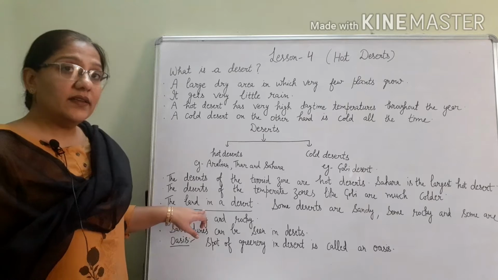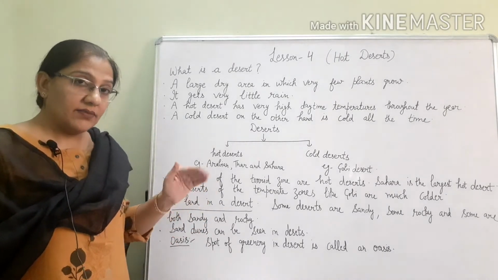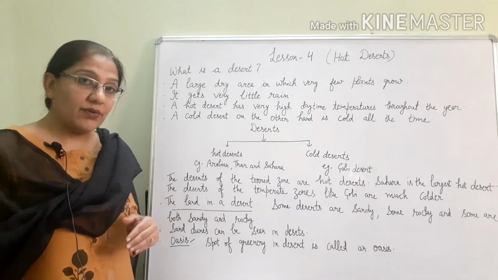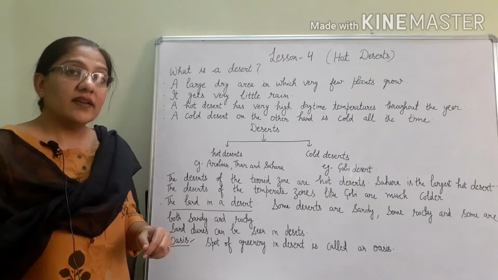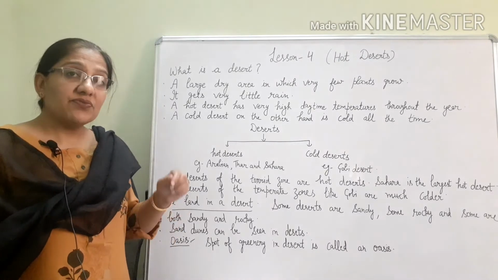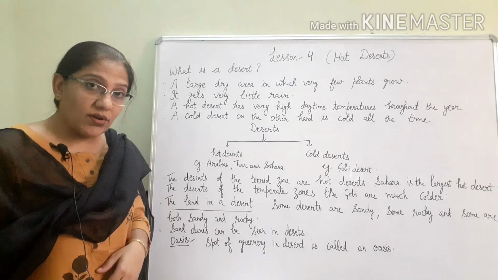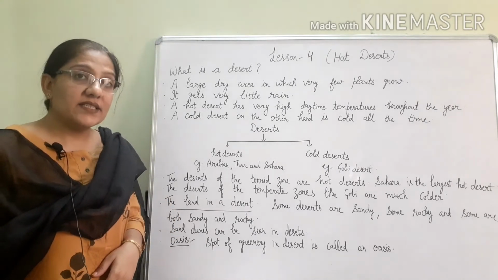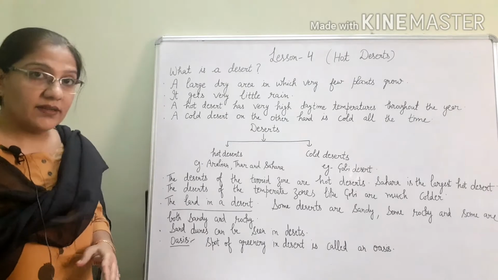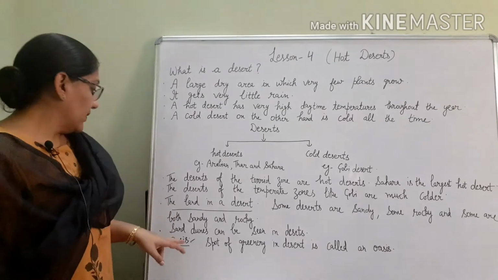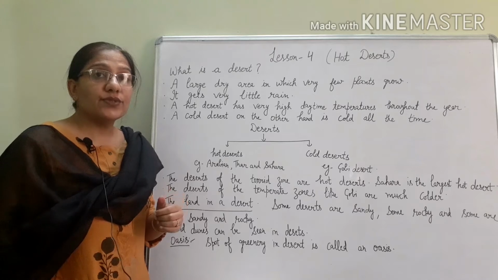The land in a desert. Various forms of landscapes are found in deserts. Some deserts are sandy like the Thar desert. It has vast stretches of sand. Some deserts are bare and rocky, whereas some deserts are both sandy and rocky like the Sahara desert. And you can see sand dunes in the desert.